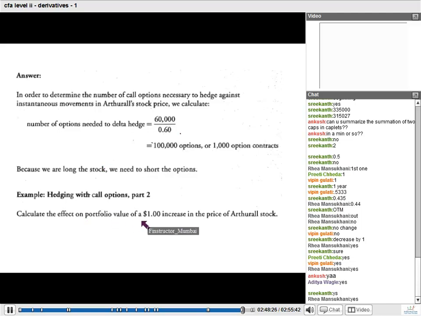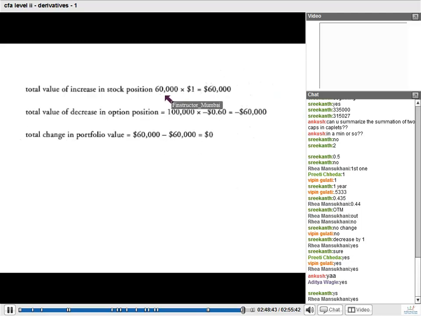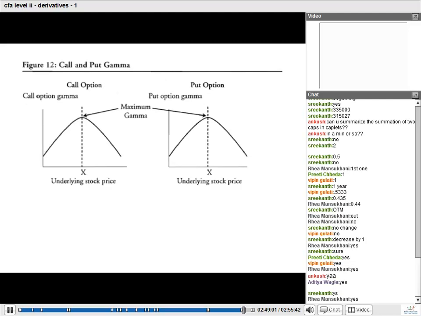Now, even when the stock goes up by $1, not only does it limit your downside, the problem is this will limit your upside also. In a normal case, a $1 increase would cause a gain of $60,000. However, you are also short 100,000 call options, which will lose $60,000. So the total change in the value of your portfolio, regardless of whether the stock price increases or decreases, will now be 0. This is called a delta neutral hedge.